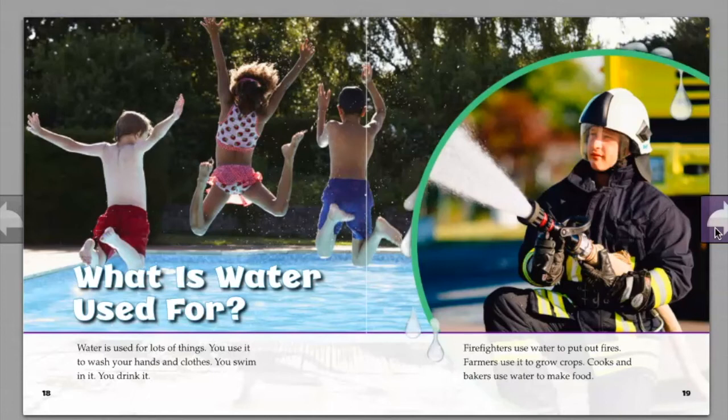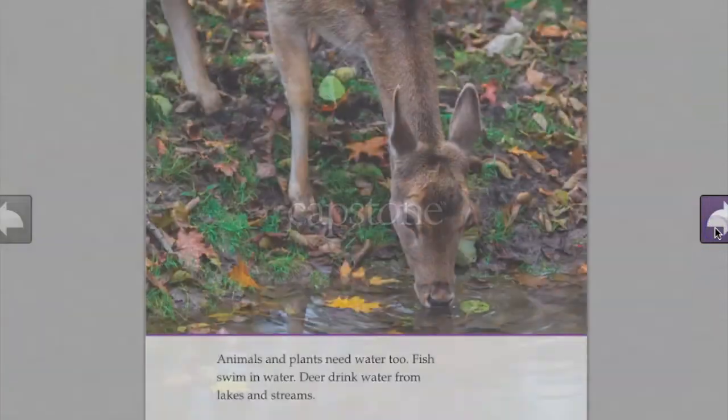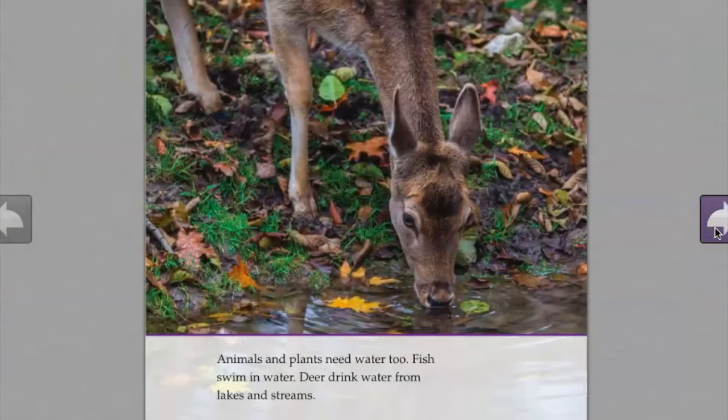Remember in school when we used to bake cupcakes? We needed to add water. Animals and plants need water too. Fish swim in water. Deer drink water from lakes and streams.